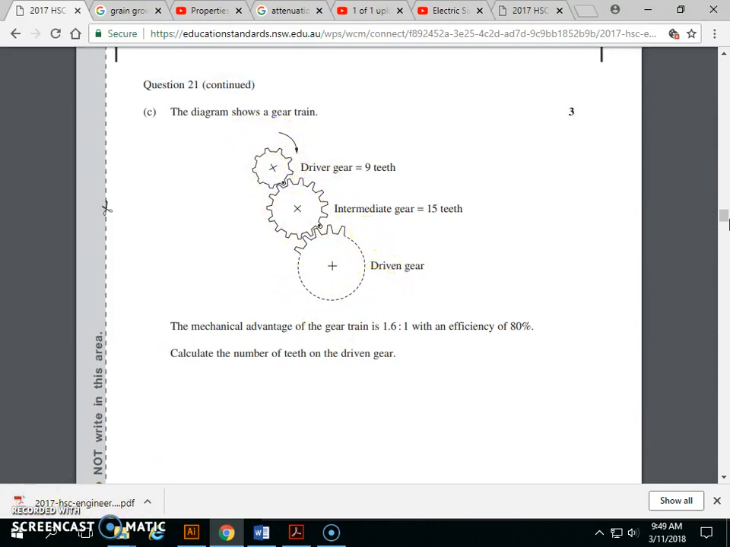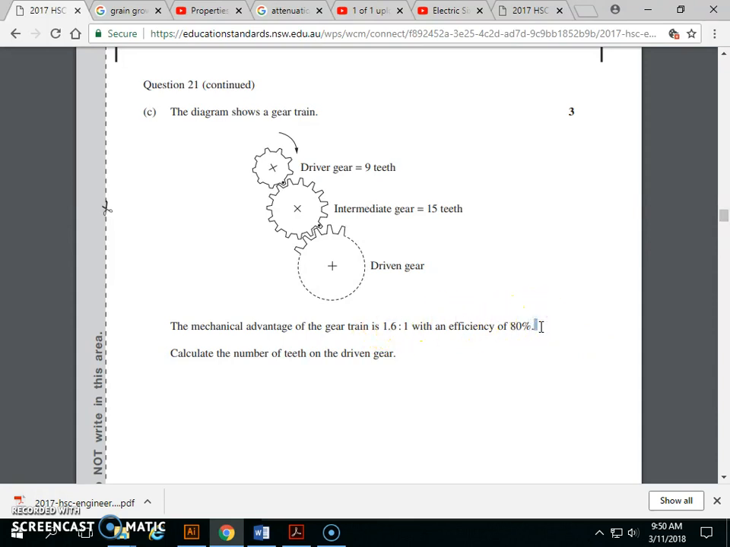So, okay, I was going to get the calculator, but instead I'm just going to use the answer sheet. So we can ignore this intermediate gear. Effectively, we just look at the start and finish, the driver and the driven gear. So what we need to talk about is what is the efficiency we need. Well, so they're talking about 1.6 at 80% efficiency.